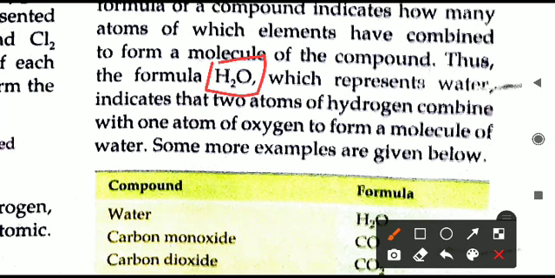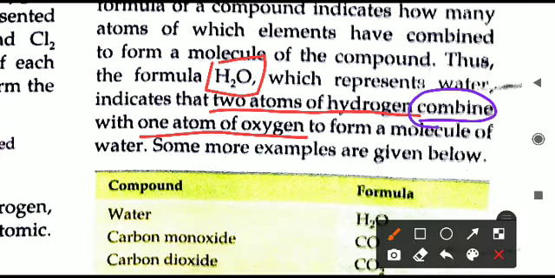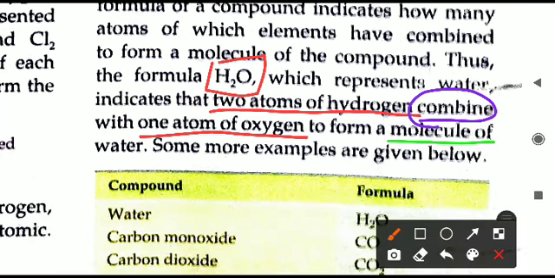What about the information it is giving? It is telling us that 2 atoms of hydrogen are there. You can see H2 is written. 2 atoms of hydrogen are there, and they have combined with 1 atom of oxygen. Obviously, you can see O is written. That means only 1 atom is there. And when these 2 atoms of hydrogen combine with 1 atom of oxygen, what we get as a result of this is a molecule of water. So that is all the information given by the particular formula of the compound.